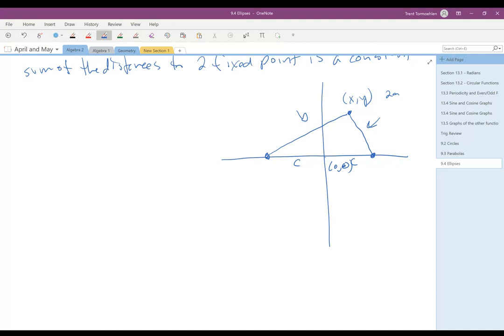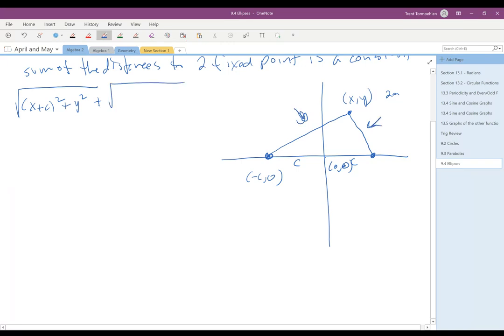So from there, we can start deriving a formula, and our formula would be the distance from this point, which is negative c comma 0, so x plus c squared, right? X minus a negative c. Oh, my bad. Negative c comma 0, not 0, negative c. Plus y minus 0 squared, or y squared. So that's this distance. And then this distance is just the same thing, except that it's x minus c squared, because this point is c comma 0. And this is y squared. And that's going to equal 2a.